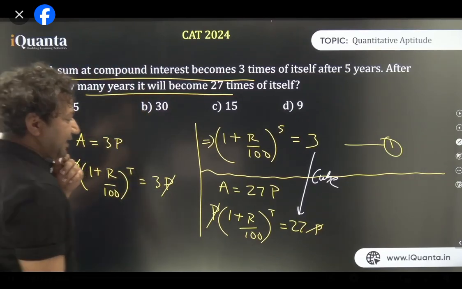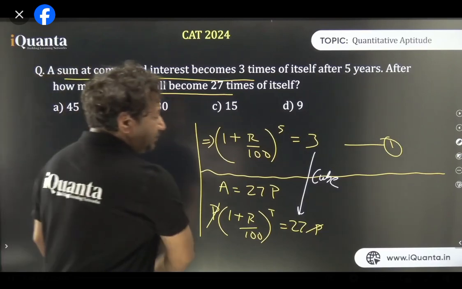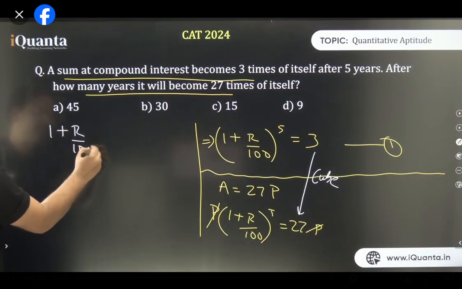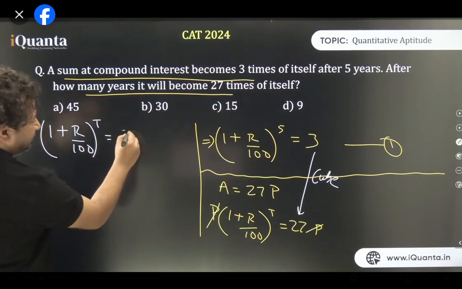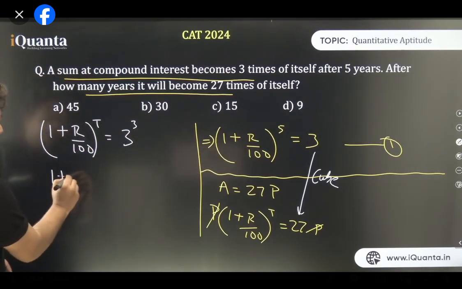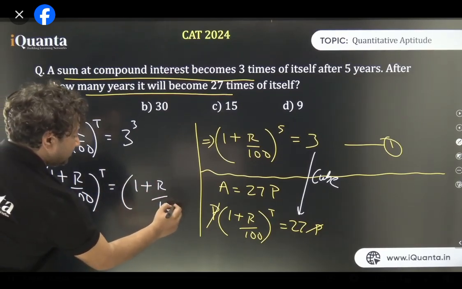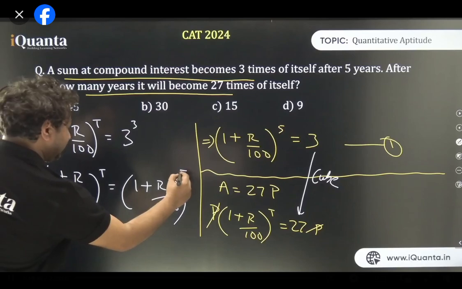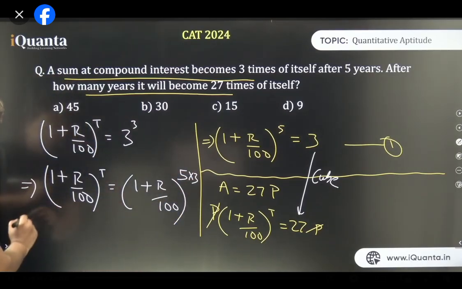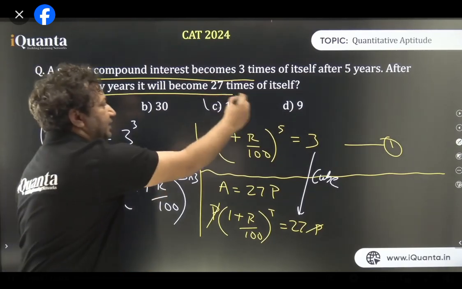So what can I do? I can replace 27 with 3 cube: (1 plus R by 100) raised to the power T is equal to 3 cube. And now I'll put 3 as this. Comparing with equation 1, let's replace 3 by (1 plus R by 100) raised to the power 5, and its cube. Now compare: bases are same, so powers have to be same. T is 5 into 3, that is 15 years. Answer is 15 years. Is that clear, everyone?